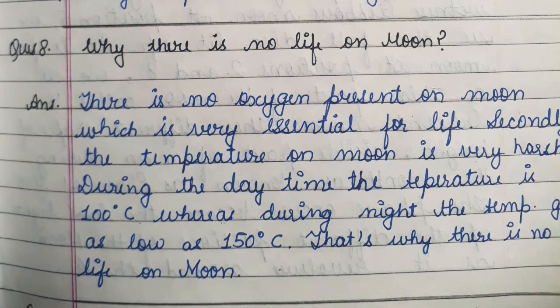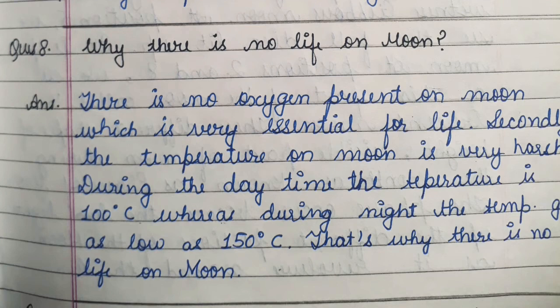So we cannot live on the moon because oxygen is not present, which is very essential, and without oxygen we cannot live. The second thing is that the temperature on the moon is very harsh, a very difficult climate, because in the daytime the temperature is at the boiling temperature, which is 100 degrees Celsius, and at night the temperature becomes as low as 150 degrees Celsius. So we cannot live on the moon.